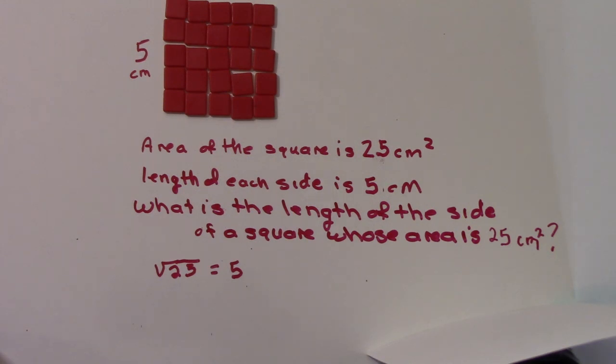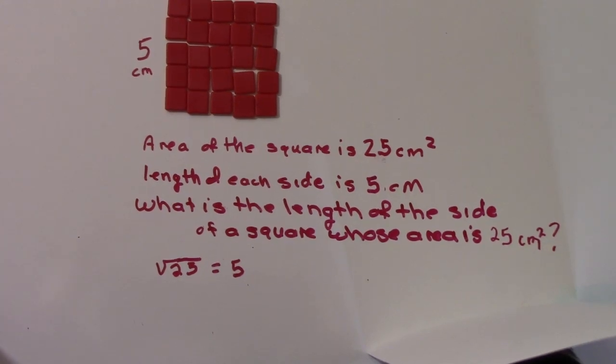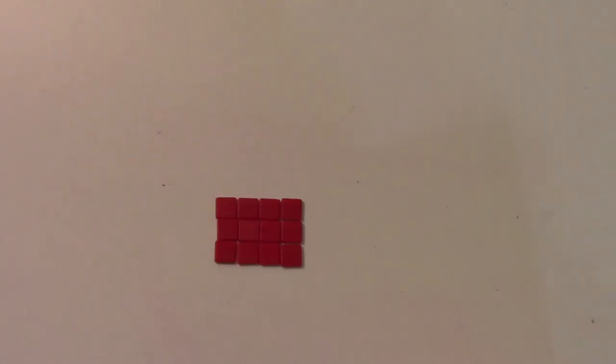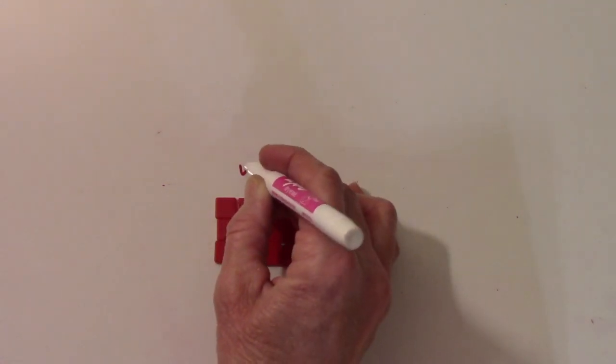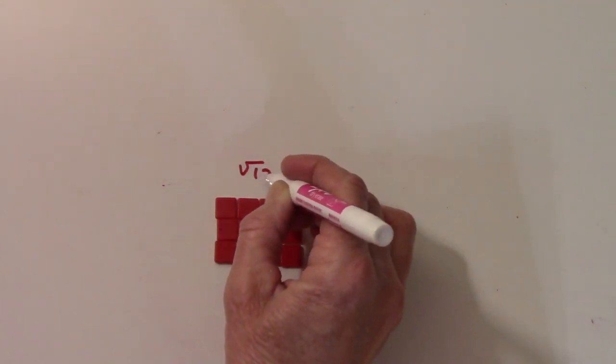Okay, now we're going to look at an example when it doesn't make a square. Here I have 12 tiles, and I want to make squares. But I realized that using all 12 tiles, I can't make a square. So my question is, what is the area of the square whose side is 12? Well, I don't have a square, so I'm really looking for the square root of 12.